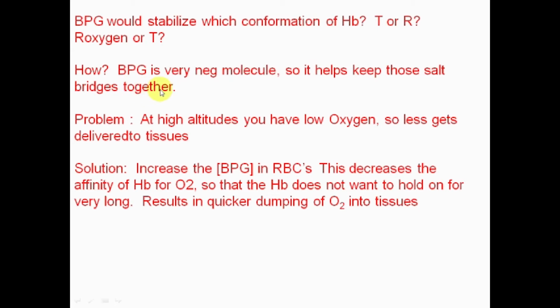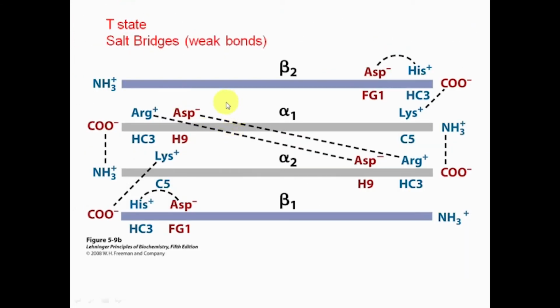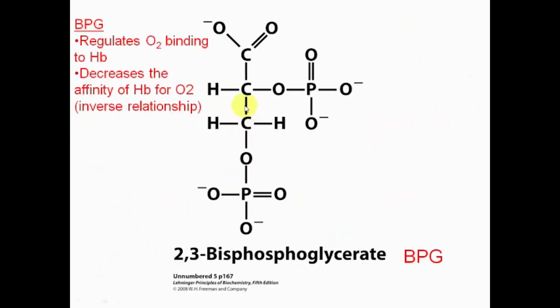If we think back to the T to R transition, let me flip back. When we're in the T state, we've got a bunch of these salt bridges. Oxygen comes in here and disrupts all of these salt bridges to favor the R state. But let's throw BPG in here, a really negative molecule, and it's just going to reform a lot of those salt bridges, which will pop oxygen out, and oxygen won't want to bind, and we're going to have the T state favored. So let's go back.